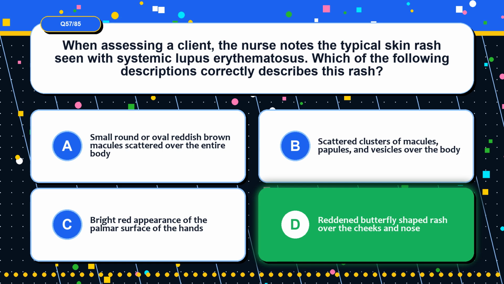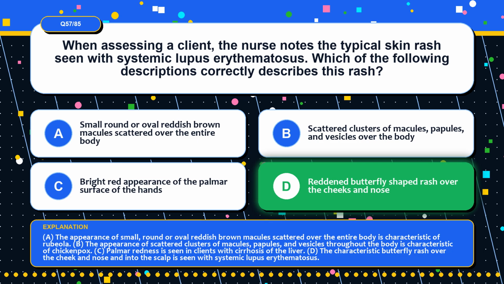The correct answer is option D. Reddened butterfly-shaped rash over the cheeks and nose. A. The appearance of small, round or oval reddish-brown macules scattered over the entire body is characteristic of rubeola. B. The appearance of scattered clusters of macules, papules, and vesicles throughout the body is characteristic of chickenpox. C. Palmar redness is seen in clients with cirrhosis of the liver. D. The characteristic butterfly rash over the cheek and nose and into the scalp is seen with systemic lupus erythematosus.